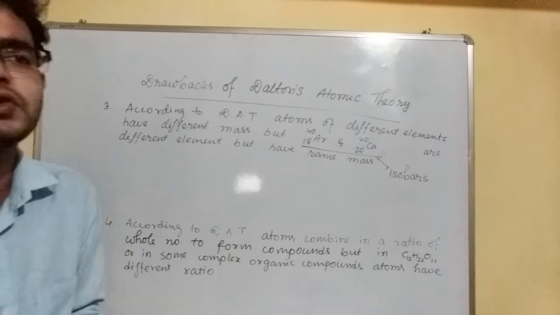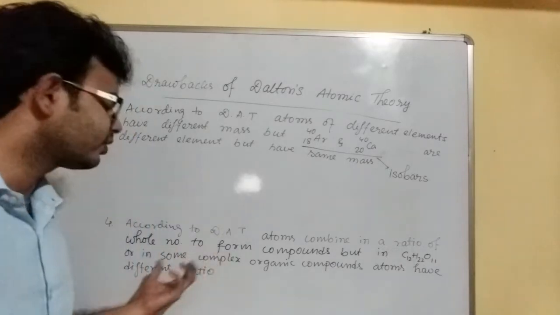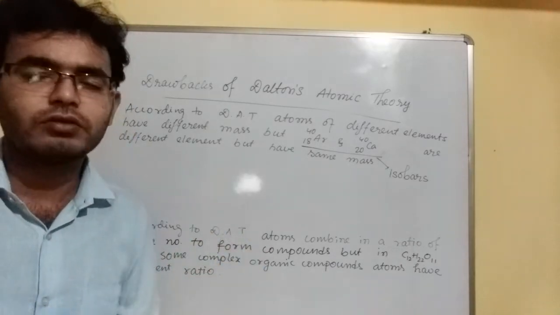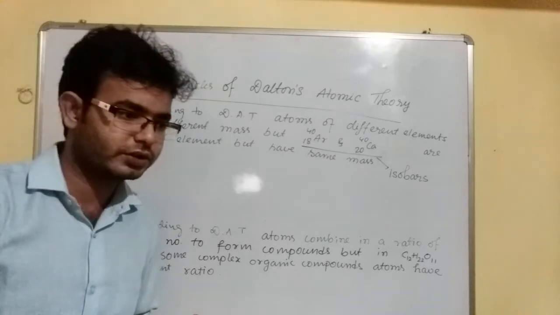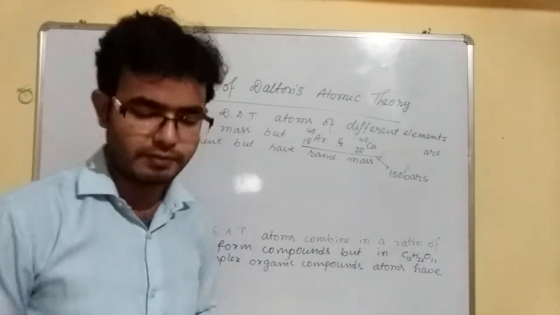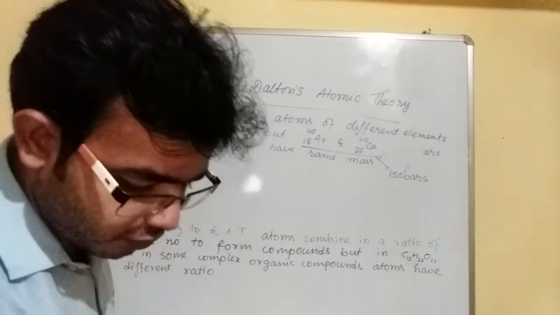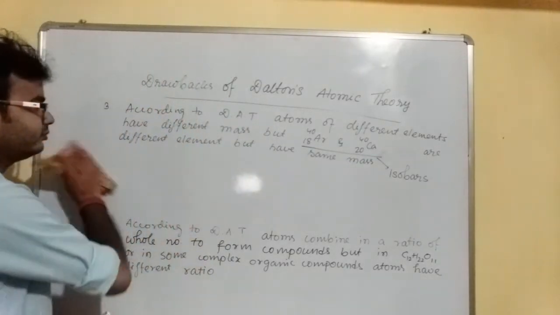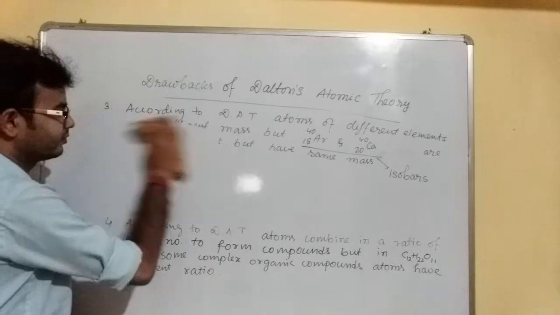They do not have the ratio of whole numbers. They have different ratios. It means the ratio of their masses or the ratio of their number of atoms are different. That's not the same, and that's not the whole number ratio. Okay. Next one.